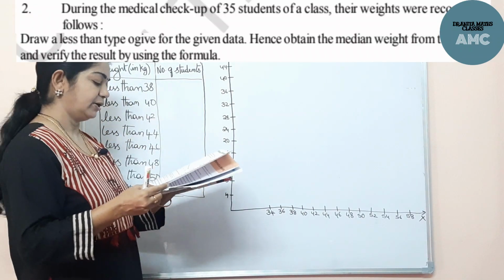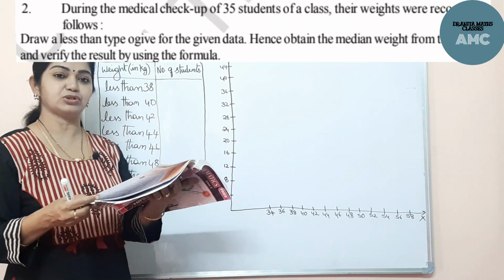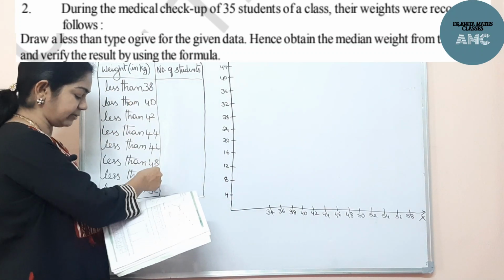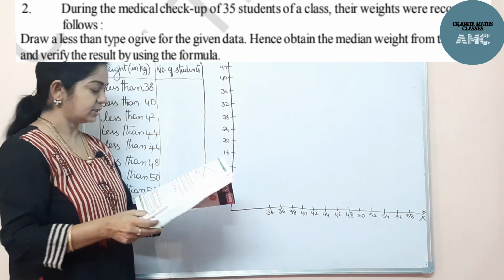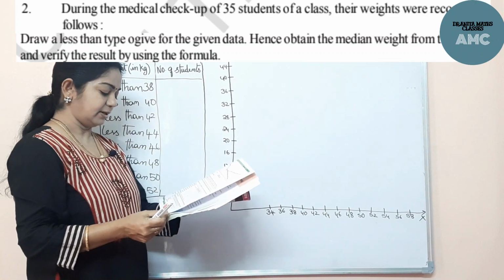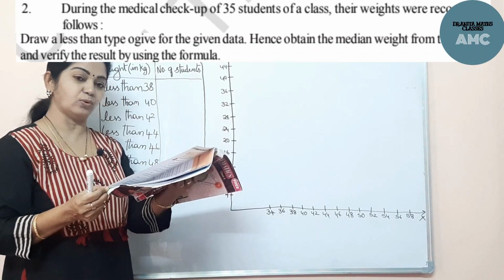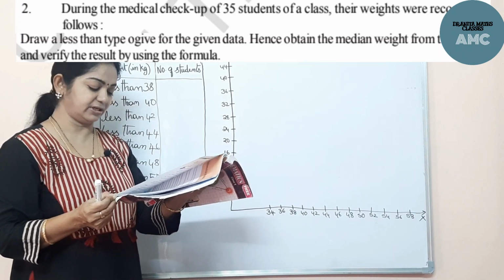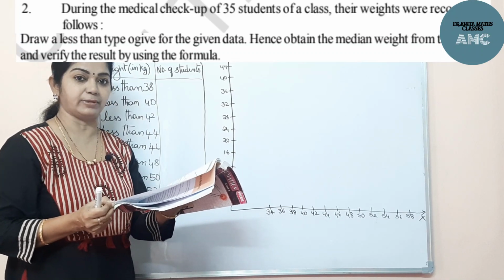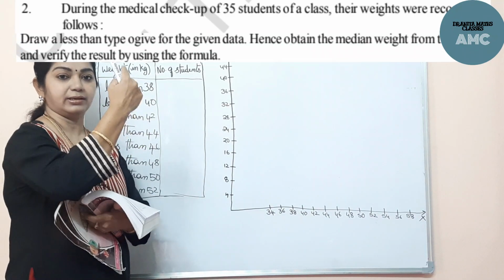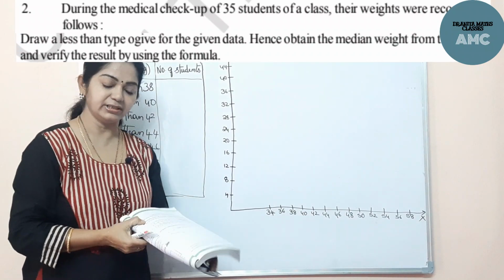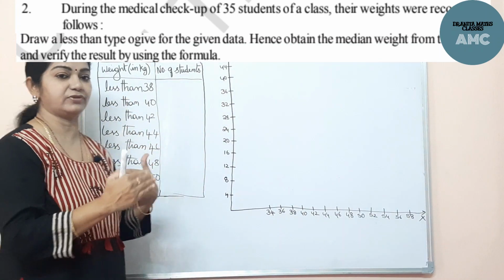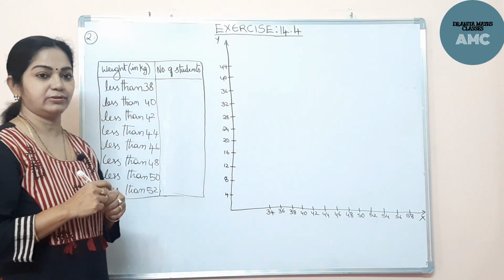Now the second one: during the medical checkup of 35 students of a class, their weights were recorded as follows. The weights I have noted down here, and the number of students, and draw a less than type ogive curve for the given data. Hence obtain the median weight from the graph and verify the result by using the formula. So we have to draw the graph, find the median graphically, and also verify it through the formula. We should see whether both are exactly the same or not.